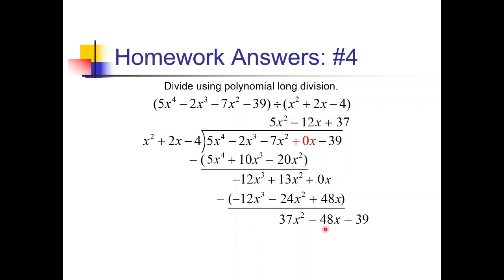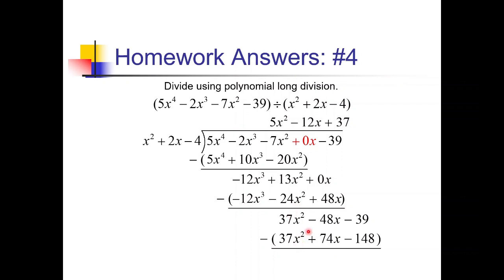Multiplying it back out, we have 37x squared, and then 37 times 2x, that's going to be 74x. 37 times negative 4, well, 30 times 4 is going to be 120. 7 times 4 is 28, so that's going to be negative 148. So let's subtract that now to get our remainder.